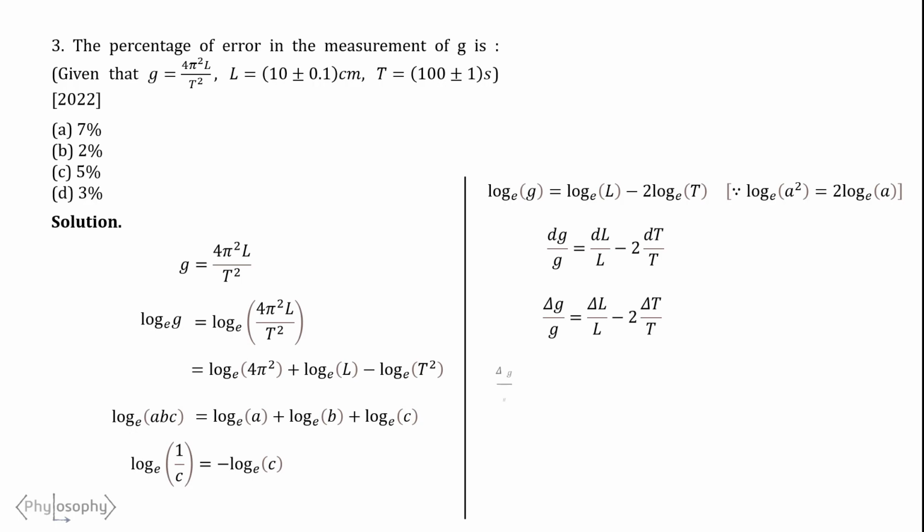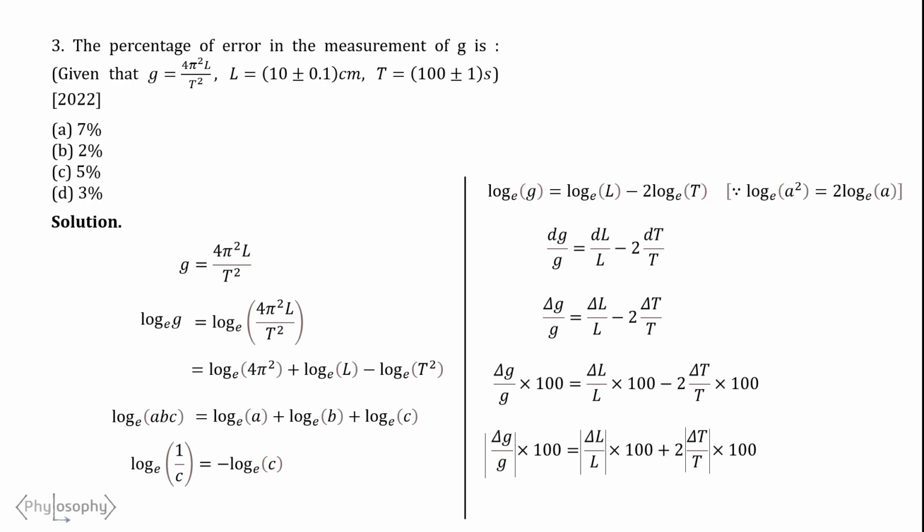Therefore, percentage error will be delta g over g times 100 equals delta L over L times 100 minus 2 times delta T over T times 100. This is the percentage error. But we are interested in maximum percentage error. So each error should be added up and the final expression will be mod of delta g over g times 100 equals delta L over L times 100 plus 2 times delta T over T times 100.